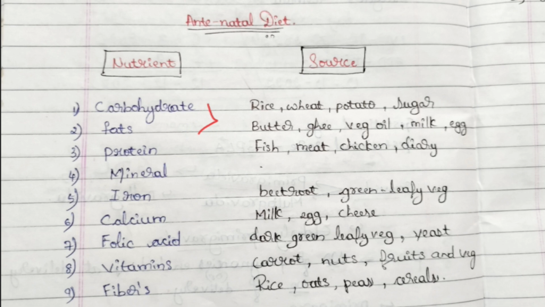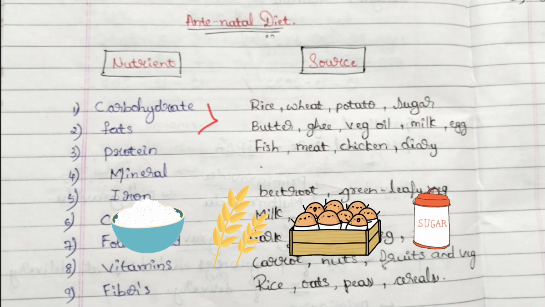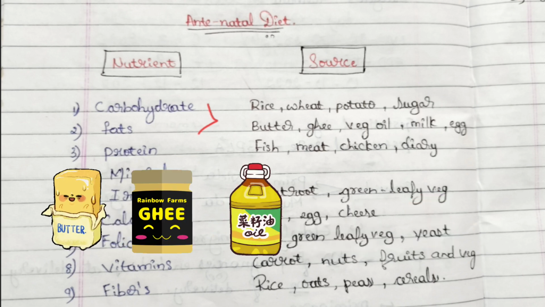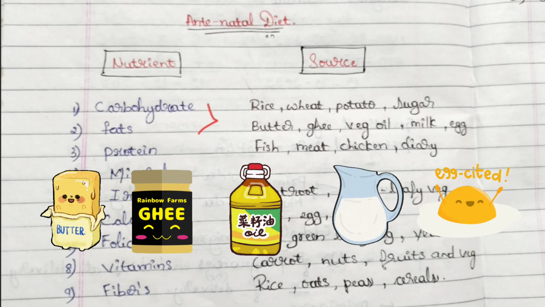The basic function of both carbohydrates and fat is to provide energy to our body when our body is in need. It can be when we are in fasting mode, or when we are ill, like when we are not feeling well, or when our body is requiring energy. Carbohydrates and fat get converted into energy and provide energy to our body in the form of glucose. Carbohydrates can be seen in rice, wheat, potato, sugar. These are the common examples. For fat, we can see butter, ghee, vegetable oil, milk, egg. These are the common sources for fat.